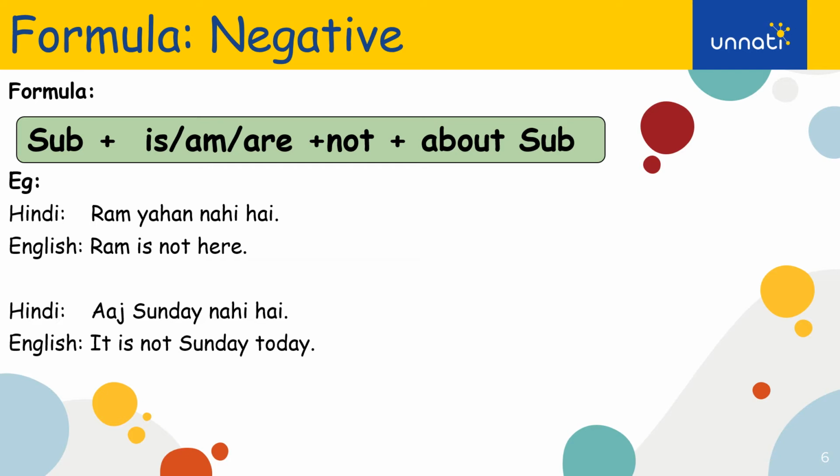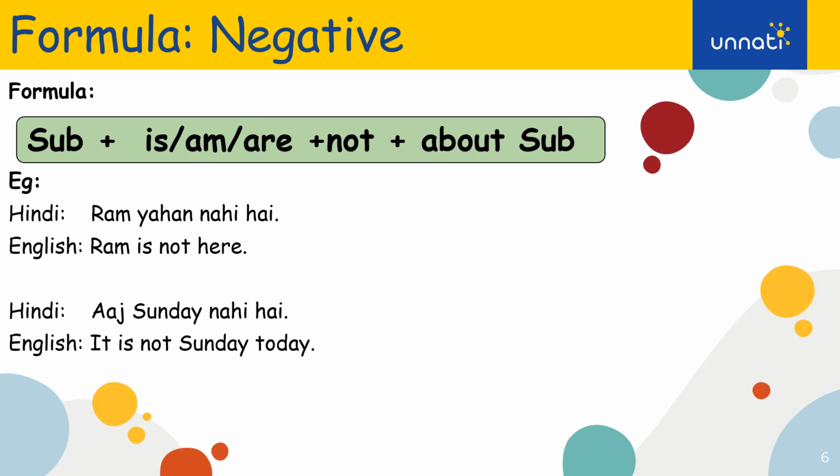So if we want to say Ram yahan nahi hai, we would say Ram is not here. So Ram is the subject, then we have is, the state of being verb, not to make it negative, and about subject, here. Ram is not here.